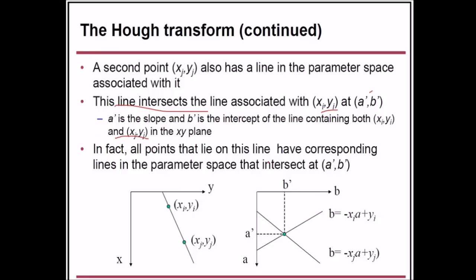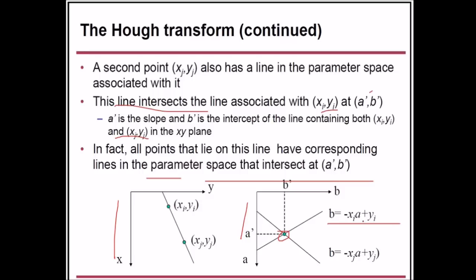So in fact, all points that lie on this line, this is the xy plane, this is the ab plane, this is xi, yi, and this is the line joining them, have corresponding lines in the parameter space that intersect at a',b'. This is the intersecting point.